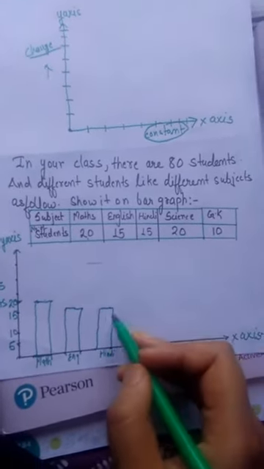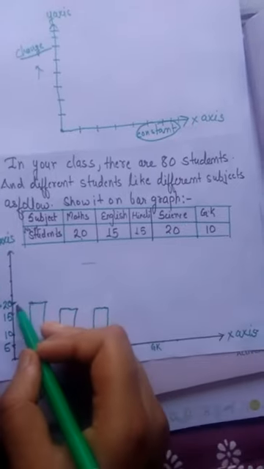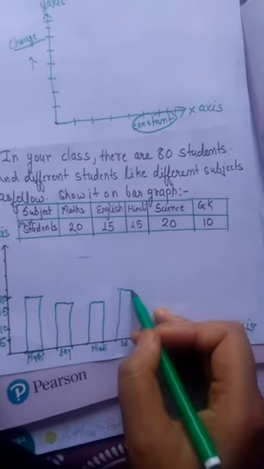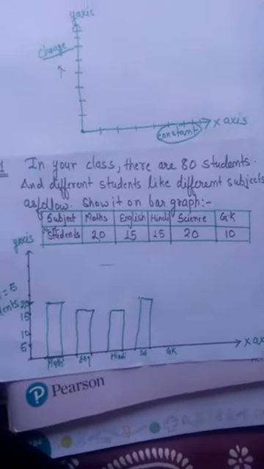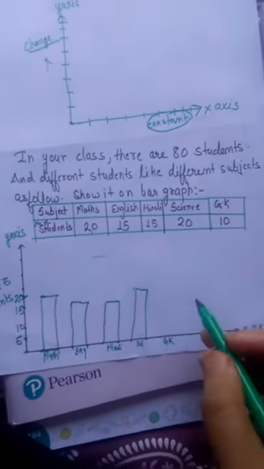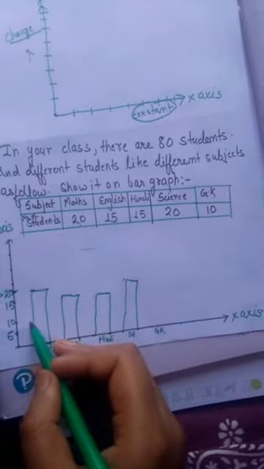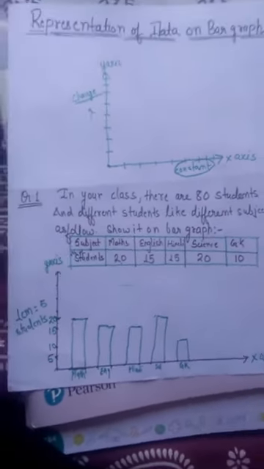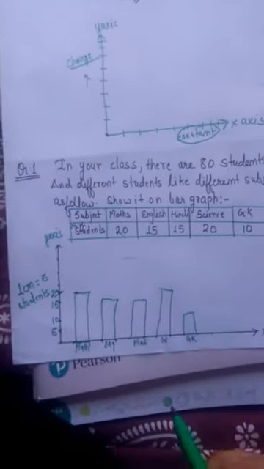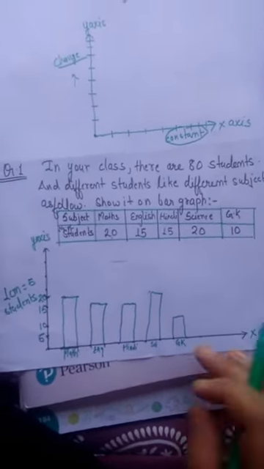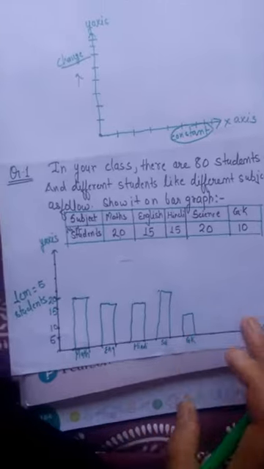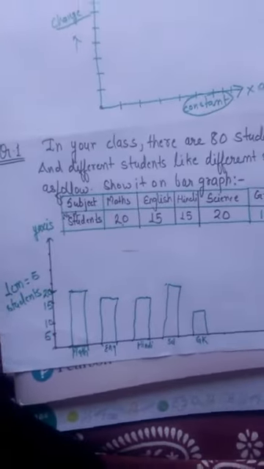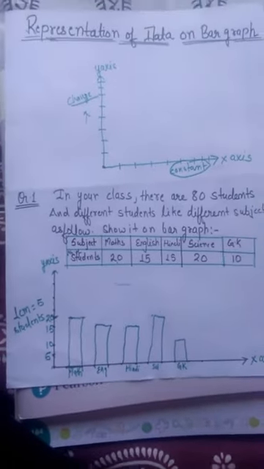And science is liked by 20 students. Where is 20? Approximately here, but you should draw it by scale. And GK is liked by 10, and where is 10? Approximately 10 is here. Understand student? Then you should always write the constant value in the x-axis, and in the y-axis the value which changes according to the condition. Thank you student.